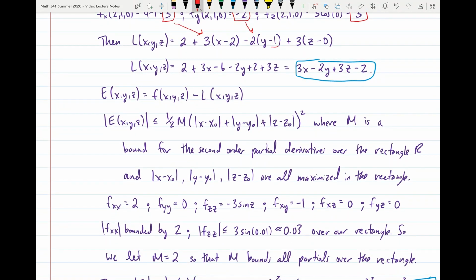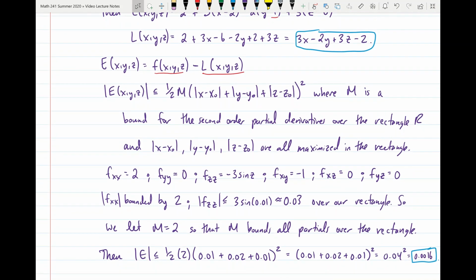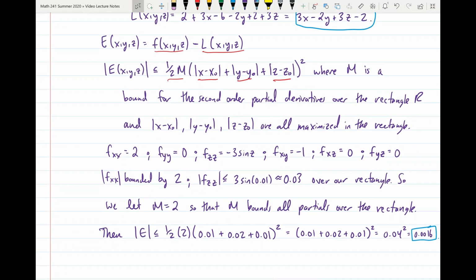Remember that the error is defined to be the value that we get when we plug x, y, z into f minus the value that we get when we plug x, y, z into our linearization L. We also know that the error will be bounded by, or less than or equal to, 1/2 times m times x minus x naught plus y minus y naught plus z minus z naught, squared, where m is a bound for all of the second order partial derivatives over the given rectangle R.